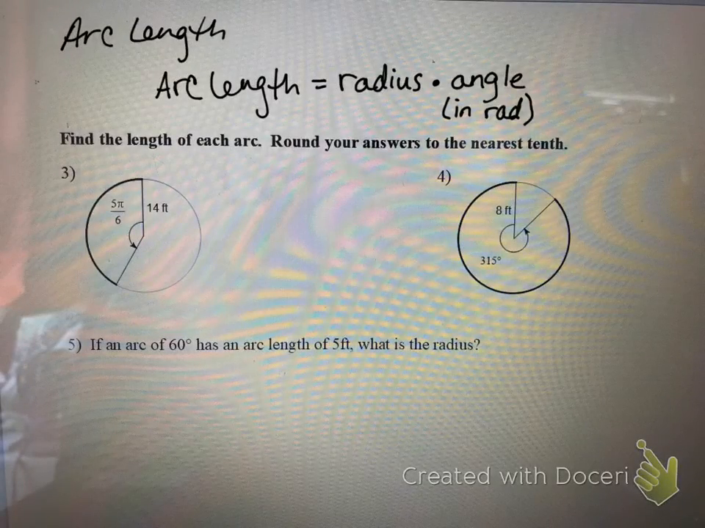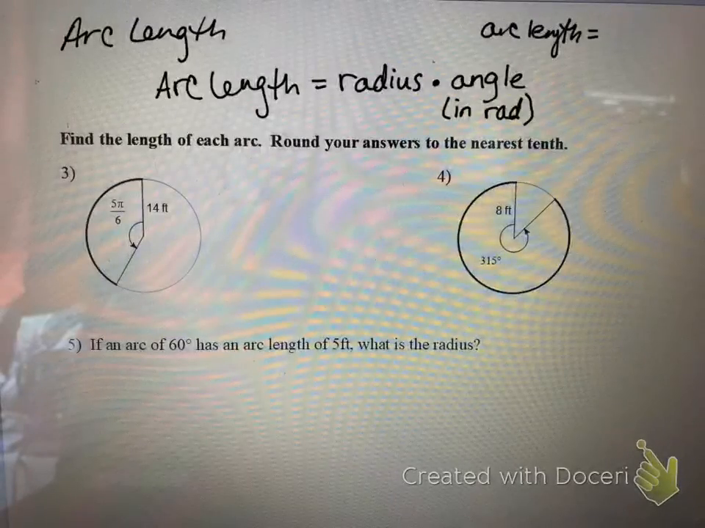So the way we write that formula, we would say the arc length is equal to r times theta. And because it's multiplication, the order doesn't matter. So if you want to put theta first, that is perfectly fine.